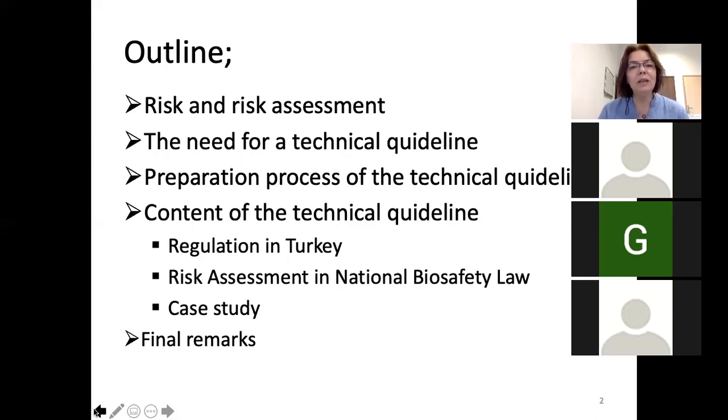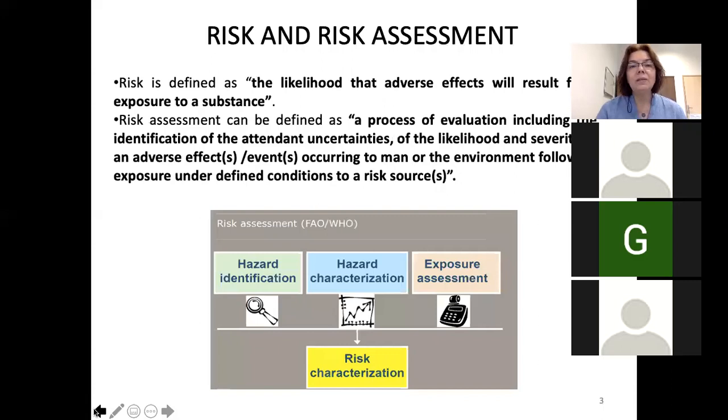And this is my presentation outline. First, I would like to talk about what risk and risk assessment are, and after that, the need for a technical guideline and the preparation process a little bit, and what the content of the technical guideline is, and after that, final remarks.